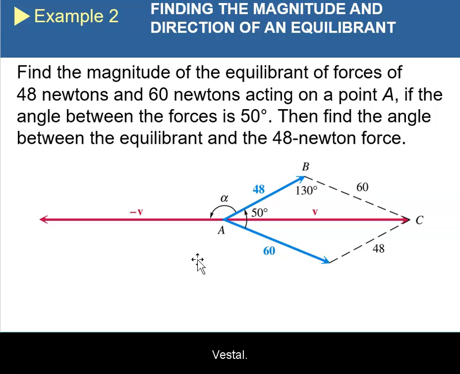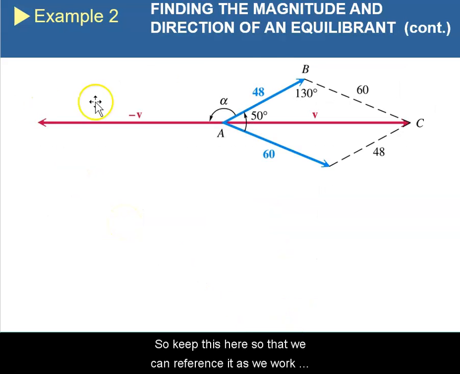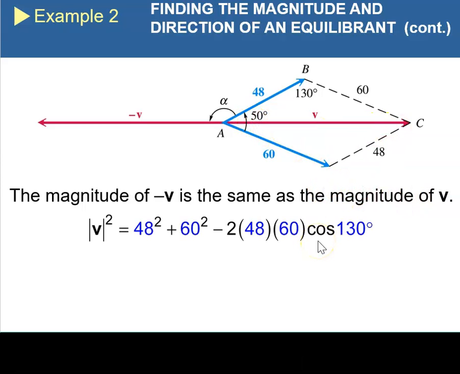So let's go ahead and do that. The equilibrant is negative v. We'll keep this here so that we can reference it as we work. The magnitude of negative v is the same as the magnitude of v. It's the same length.